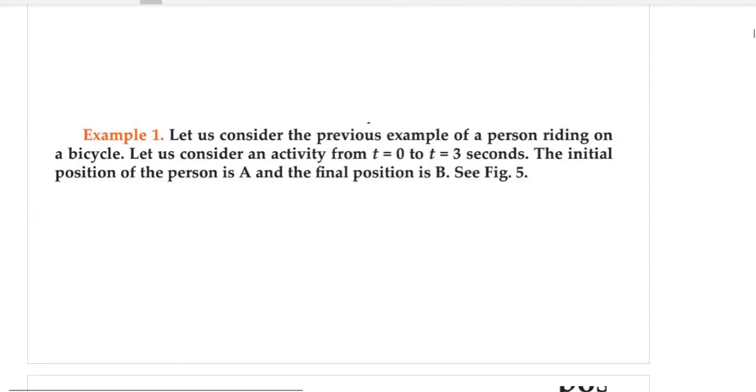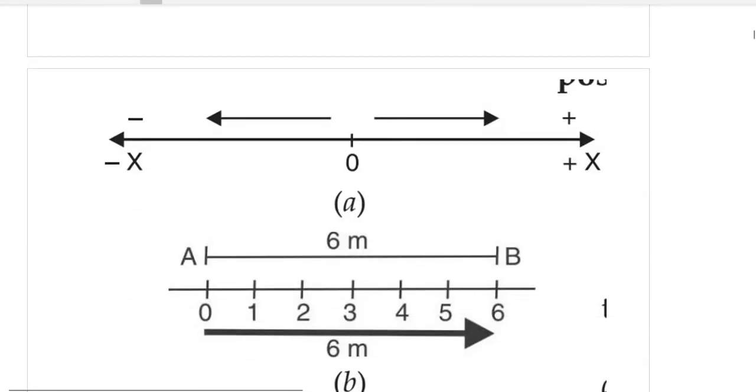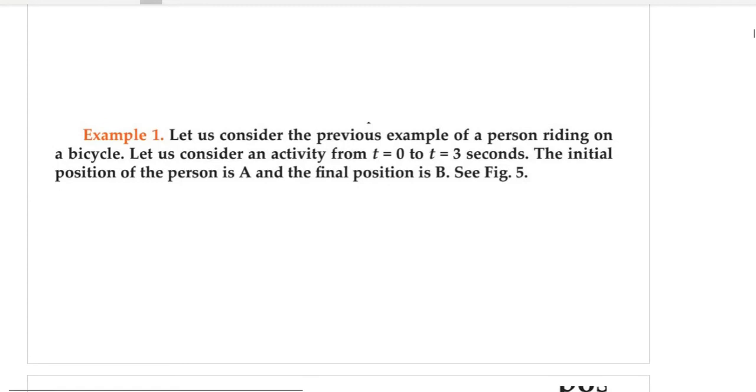So what they are asking now, see, they have not mentioned here. I will mention so that you don't have any confusion, right? So we have to find the distance covered by the person as well as the displacement of the person. The distance covered by the person as well as the displacement of the person from t is equal to 0 till t is equal to 3 seconds.